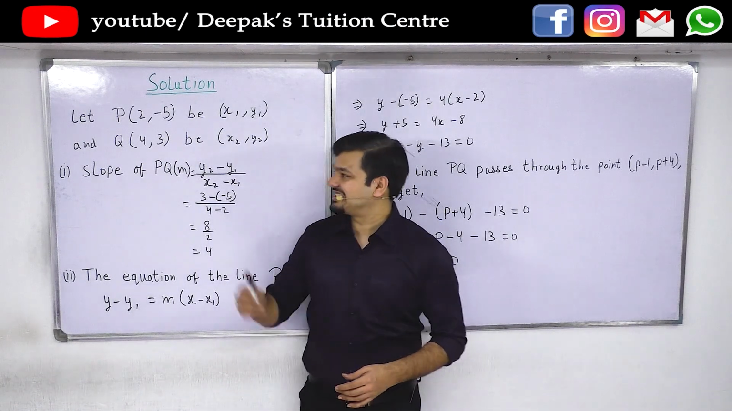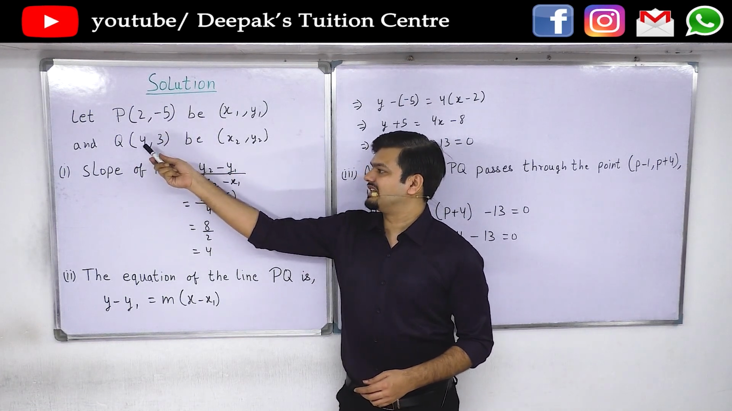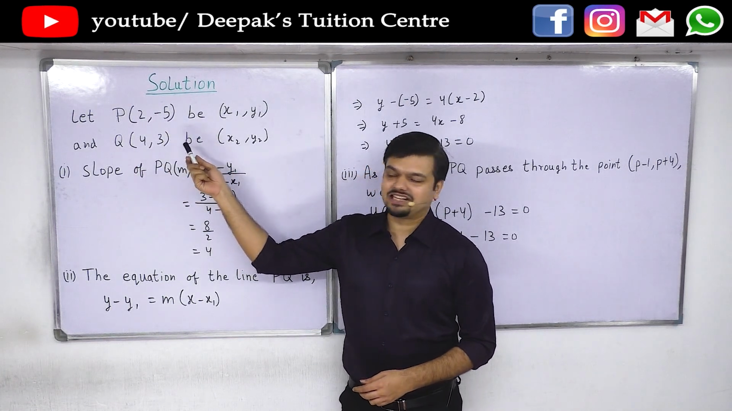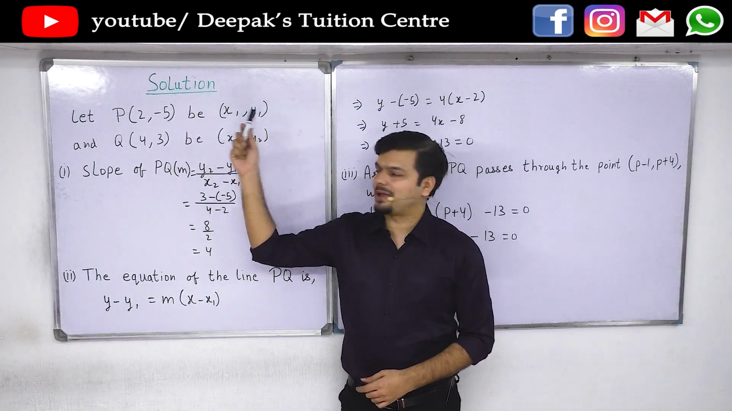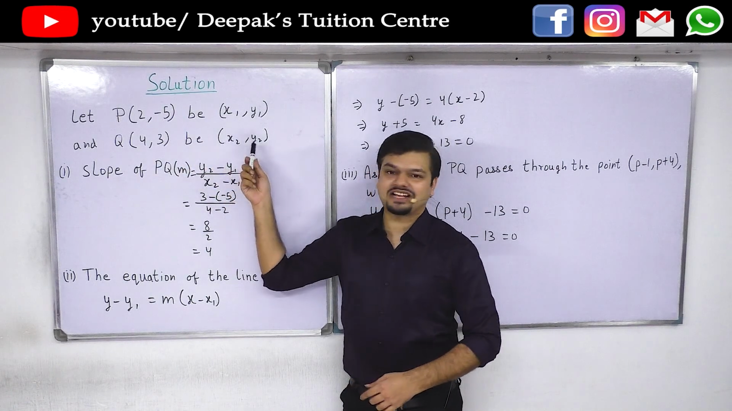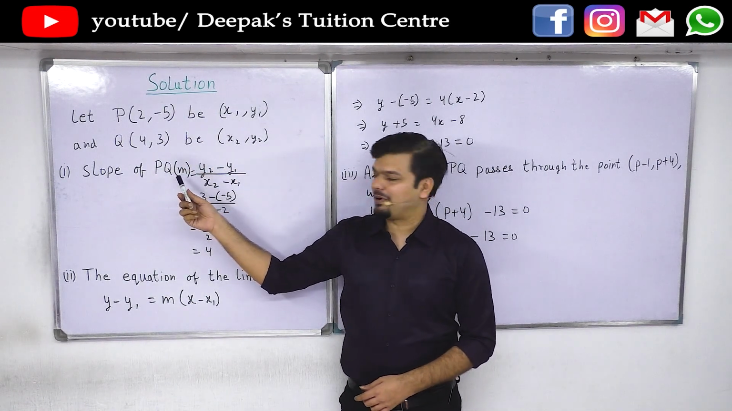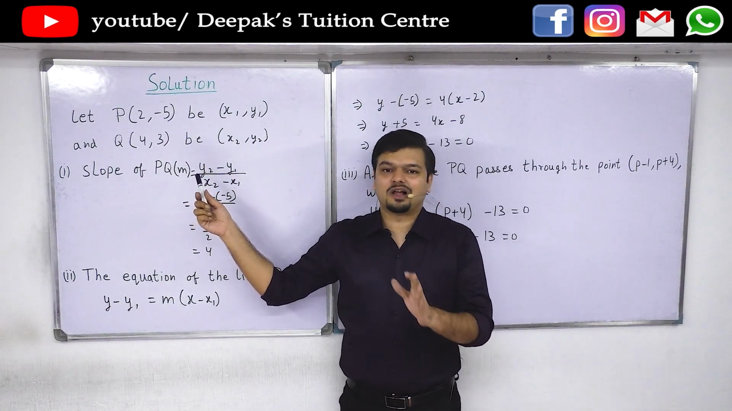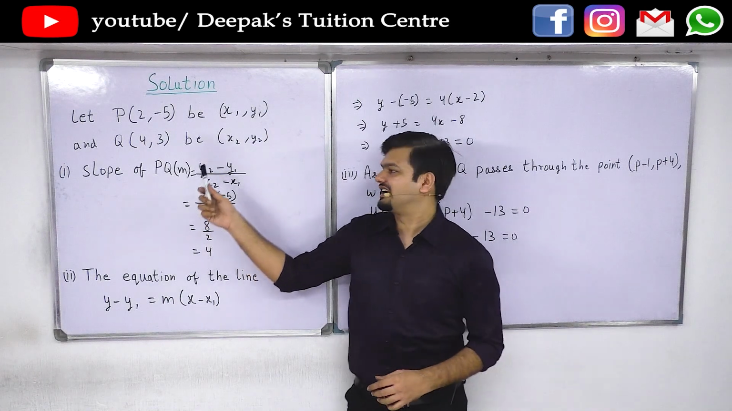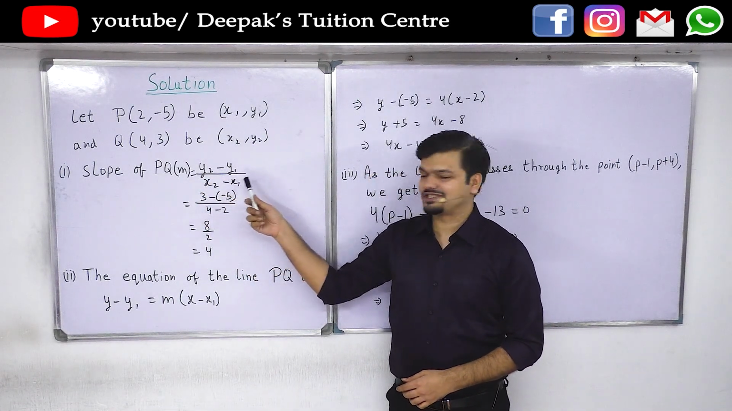As the question states, the coordinates of P are (2, -5) and the coordinates of Q are (4, 3). So therefore, we will let the coordinates of P be (x1, y1) and the coordinates of Q be (x2, y2). So subpart 1, to calculate the slope of PQ, we write the symbol m. Even though it's a standard symbol, it is always better presentation to write it. So the formula is (y2 minus y1) divided by (x2 minus x1).